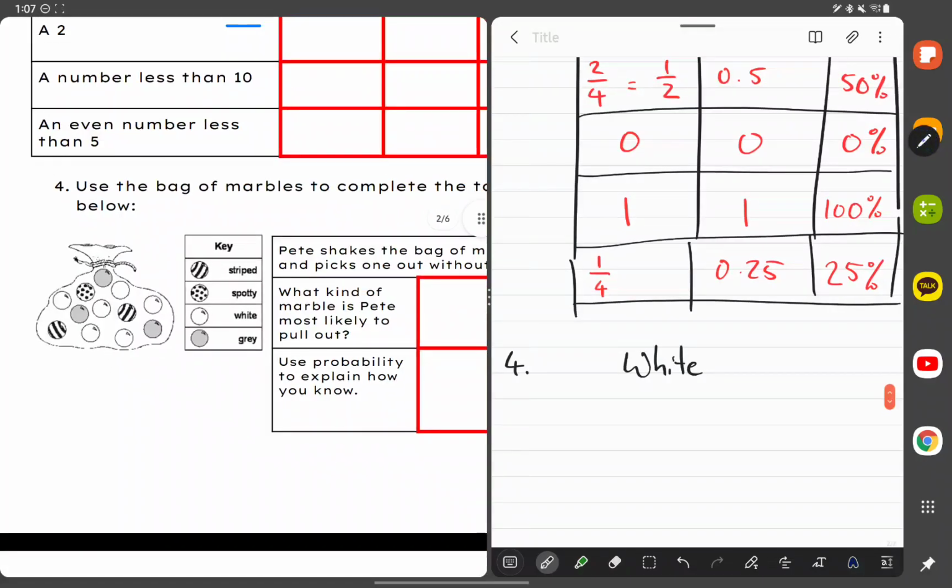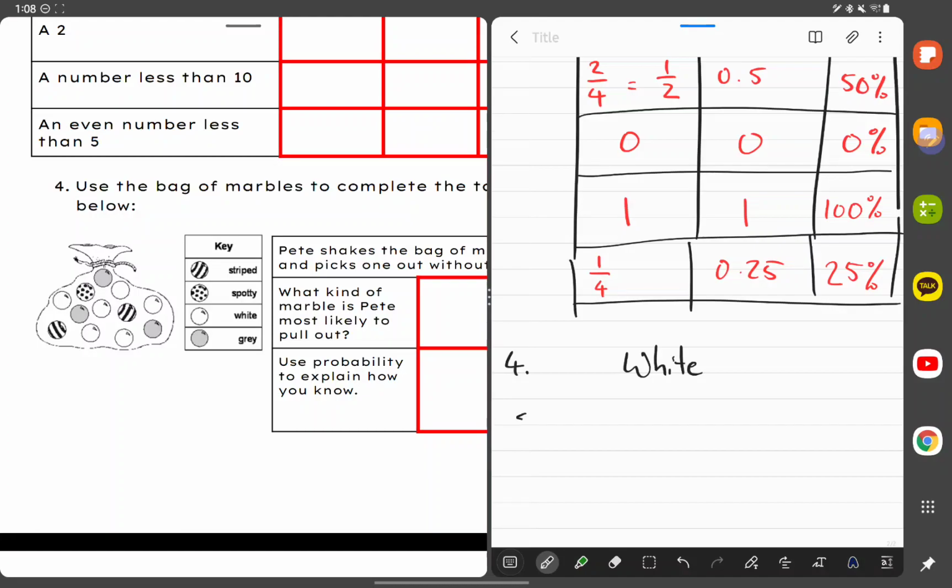Okay, use probability to explain how you know. Now, we can use the explanation that I've just said, that there are more white than others. But since I am making this video, I might as well go and crunch some numbers. Okay, let's count up all the possible marbles there. 1, 2, 3, 4, 5, 6, 7, 8, 9, 10, 11, 12 marbles in the bag.